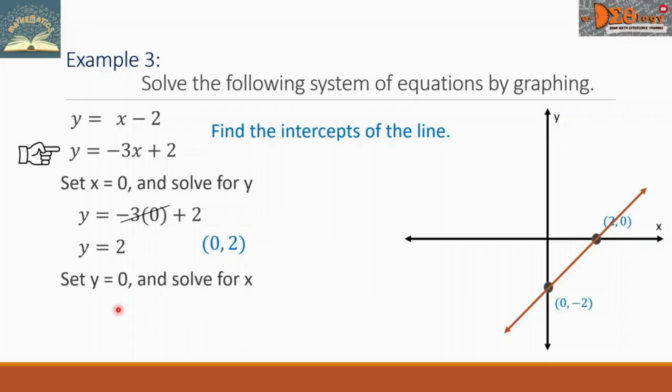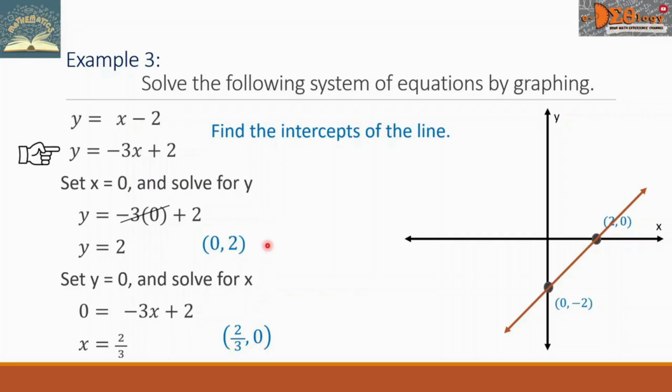What about the x-intercept? We set y equals 0 and solve for x. So this equation becomes 0 equals negative 3x plus 2. Let us solve for x. This negative 3x we transpose to the left, becomes positive. Then we divide the equation by positive 3. So x equals 2 over 3. The second point is 2 over 3, 0.